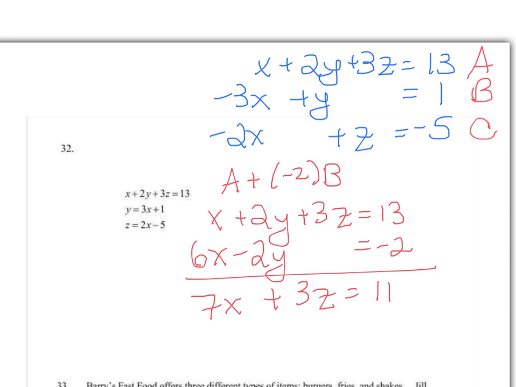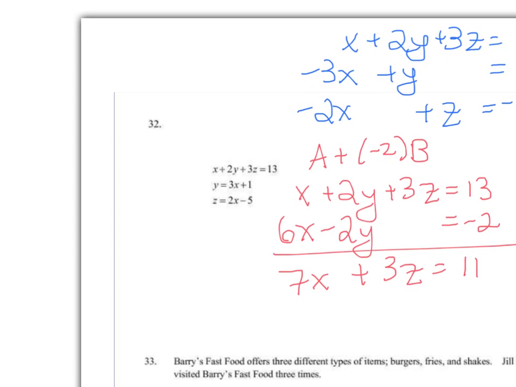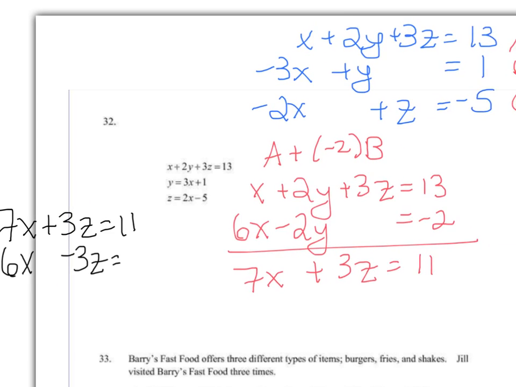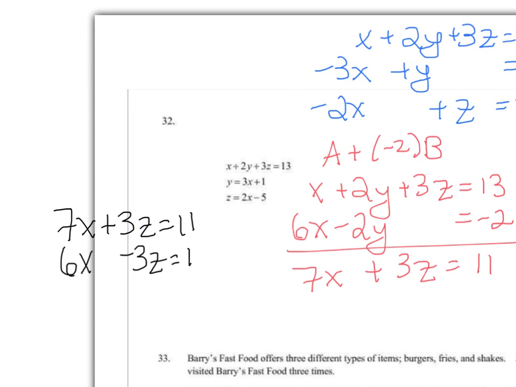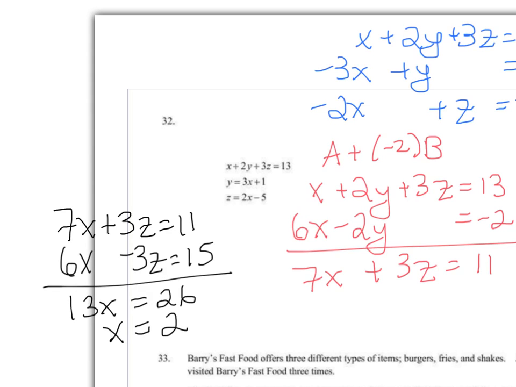So now I can combine that with the c equation. If I take my new equation, and I'm going to take this c equation, which is this bottom one, and multiply it by negative 3 so that my z's are going to cancel. And that's a negative 5, so negative 5 times negative 3 is 15. Add them together, so x is 2. So x is 2.